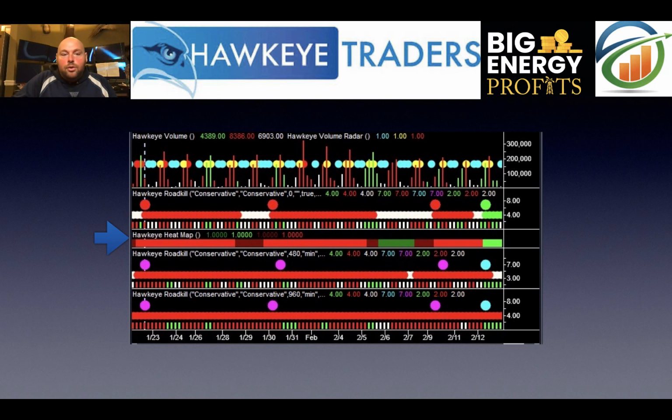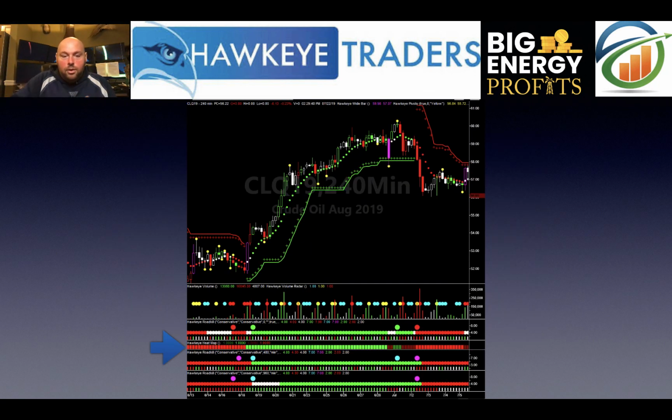Guys, here's another look, just so you know it doesn't only work to one side, it works to the long side also. So my qualifying entry was that long entry there. We had a trend entry dot on our roadkill. We had heat map in bright green. We had supporting trend and volume on our 2 higher time frames. And sure enough, we got long, and we took our trade to the upside.